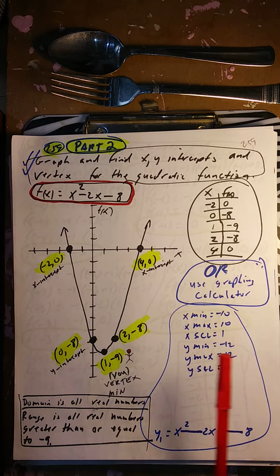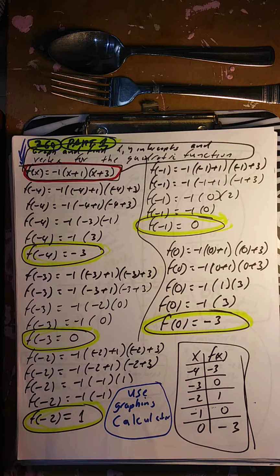And the domain is all real numbers. And the range is what? Range is all real numbers greater than or equal to -9. Right? -9 goes that way. Okay. Again, use your calculator, graphing calculator if you have one. If not, get one. Alright, this one.